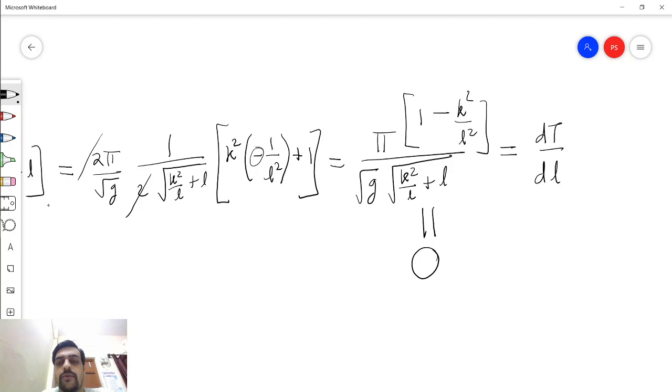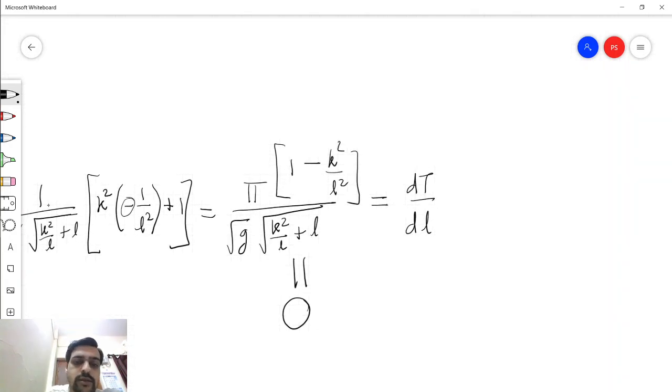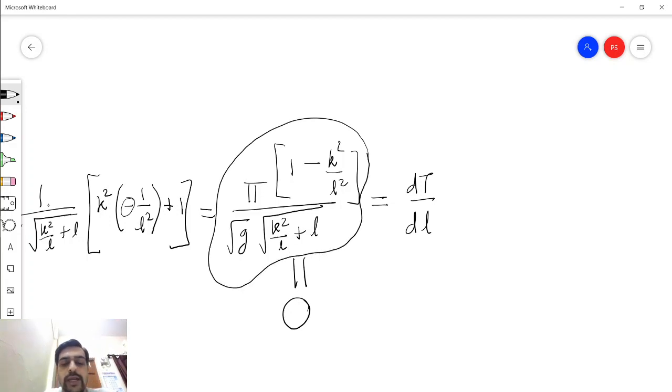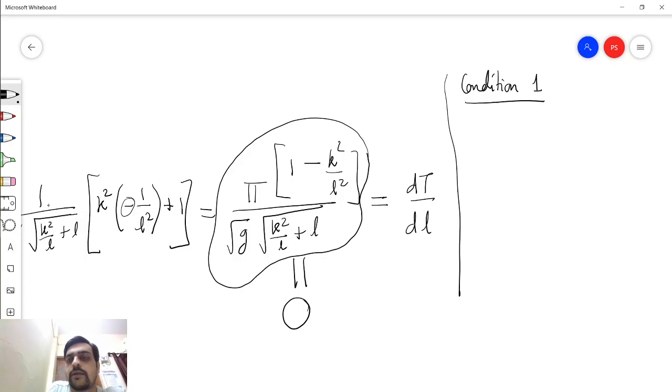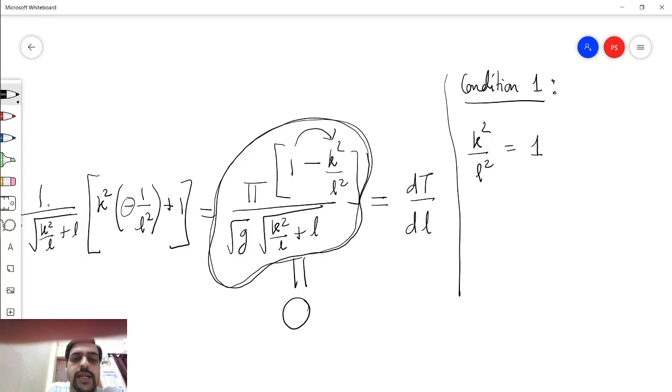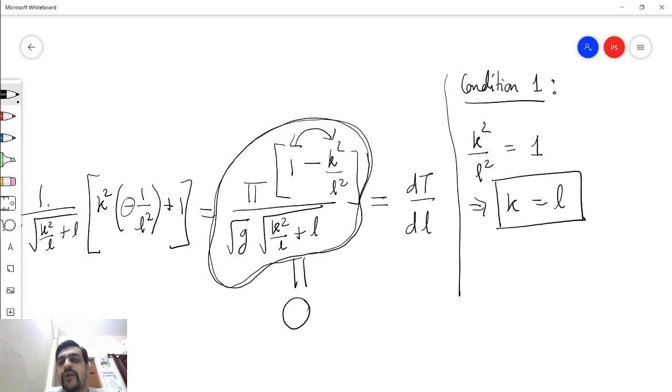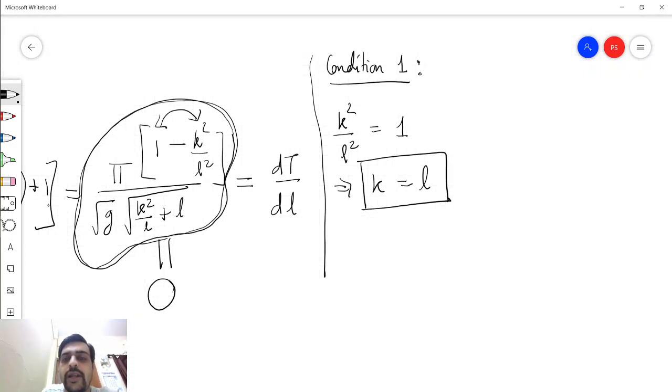Now just by looking at this equation, we can see that there are two conditions when this entire thing becomes 0. The first condition, when this entire thing becomes 0, is simply when k squared by L squared is equal to 1, so that this subtraction becomes 0. In this case, k is simply equal to L. Fine. So we have with us one condition for extrema.